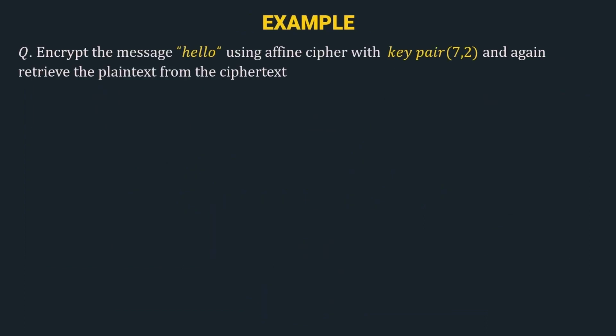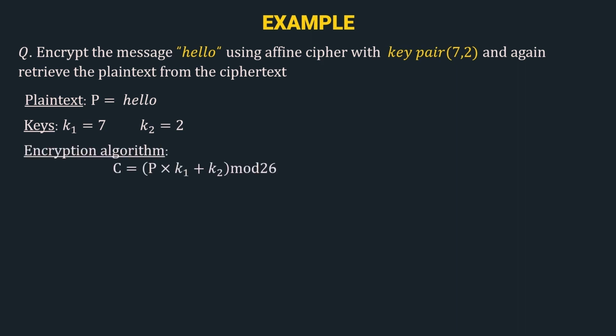So here the example is: encrypt the message hello using Affine Cipher with key pair 7,2 and again retrieve the plain text from the ciphertext. So let's solve this problem. First we have plain text which is hello, key 1 is 7 and key 2 is 2, and the encryption algorithm we have is C equal to (P into K1 plus K2) mod 26.